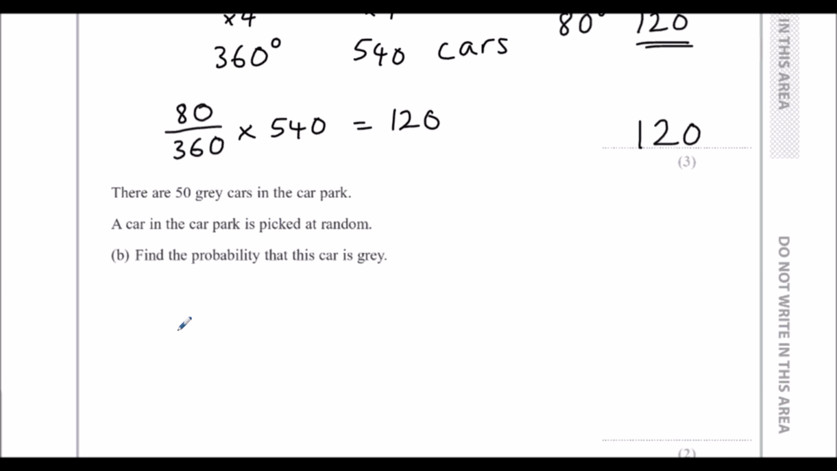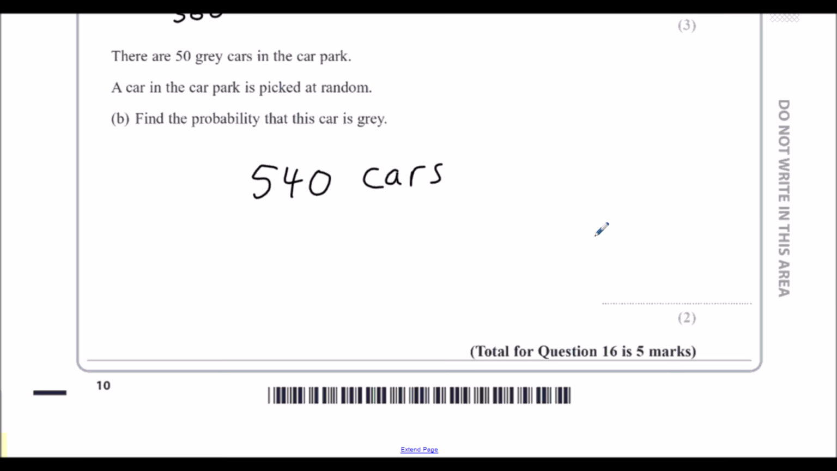There are 50 grey cars in the car park. A car in the car park is picked at random, find the probability it's grey. We've already worked out there are 540 cars, 50 are grey, so it's 50 grey out of 540 in total. We don't have to simplify it, we weren't asked to, so I'm going to leave it like that.